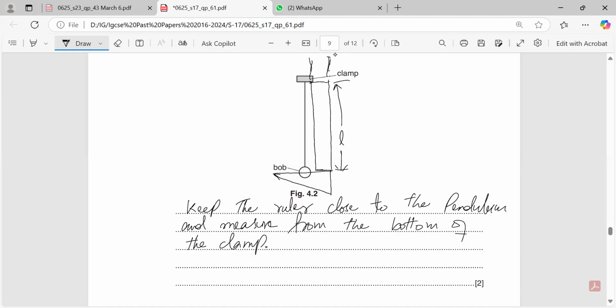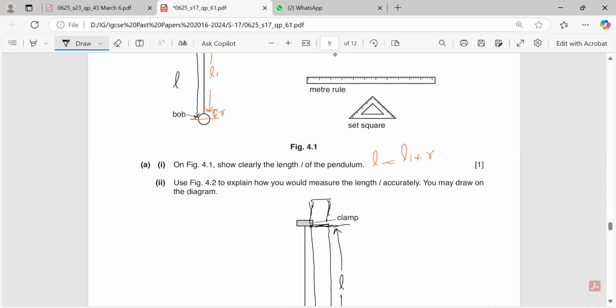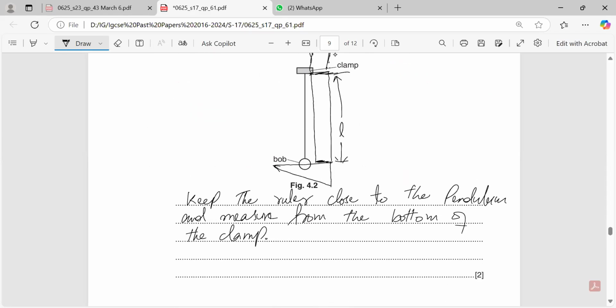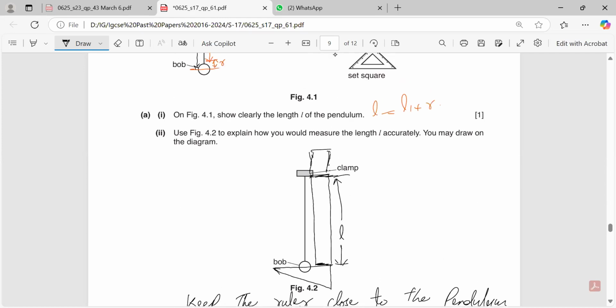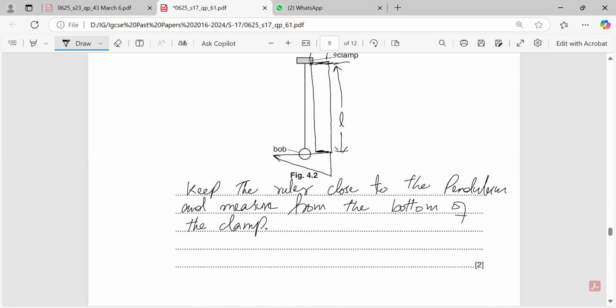This is basically the other point, but we have to go till here. So set square you can use to find the center of the bob, and then as a horizontal reference, and you can measure then with the help of this set square and ruler. Set square diagram maybe I have drawn wrongly. It should be the other way, but it's okay, no problem. So you can draw the set square like this. Okay, I will change it.